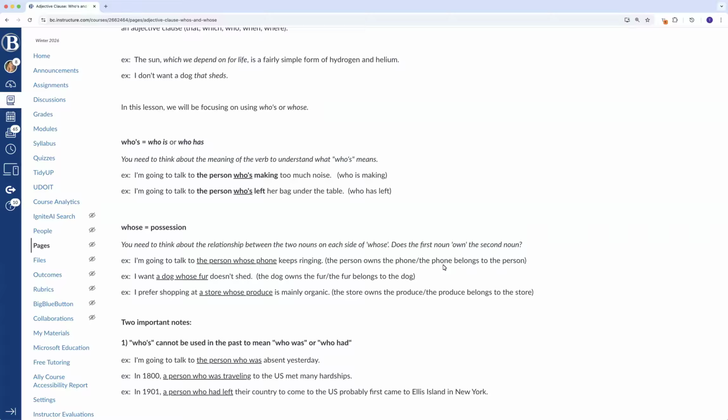I want a dog whose fur doesn't shed. Here, the dog owns the fur, or you could say the fur belongs to the dog. So here, a dog whose fur is the possessive form of an adjective clause. I prefer shopping at a store whose produce is mainly organic. So here the store owns the produce, or the produce belongs to the store. So whose is that W-H-O-S-E.